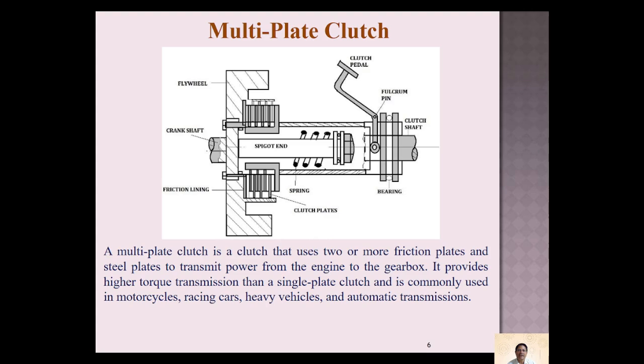Similarly, we have the multi-plate clutch. This is a clutch that uses two or more friction plates and steel plates to transmit power from the engine to the gearbox. It provides higher torque transmission than a single plate clutch and is commonly used in motorcycles, racing cars, heavy vehicles and automatic transmissions. The multi-plate clutch has multiple plates that offer high friction, so the transmission loss will be very less. You can see in the figure how it is arranged.